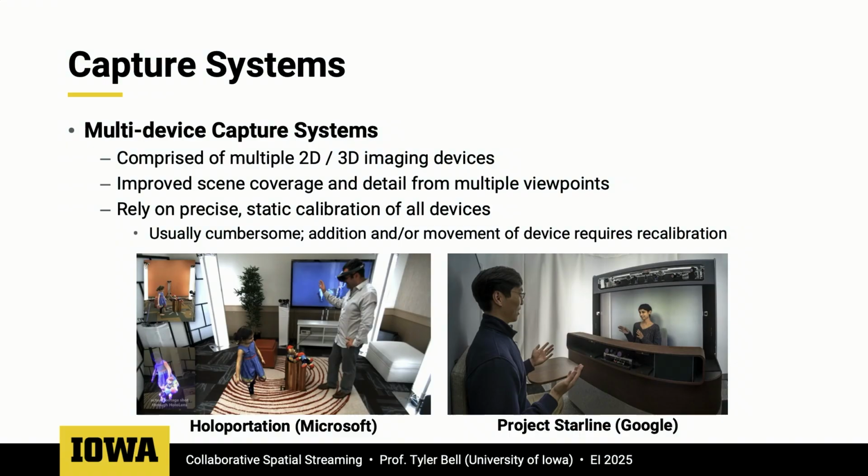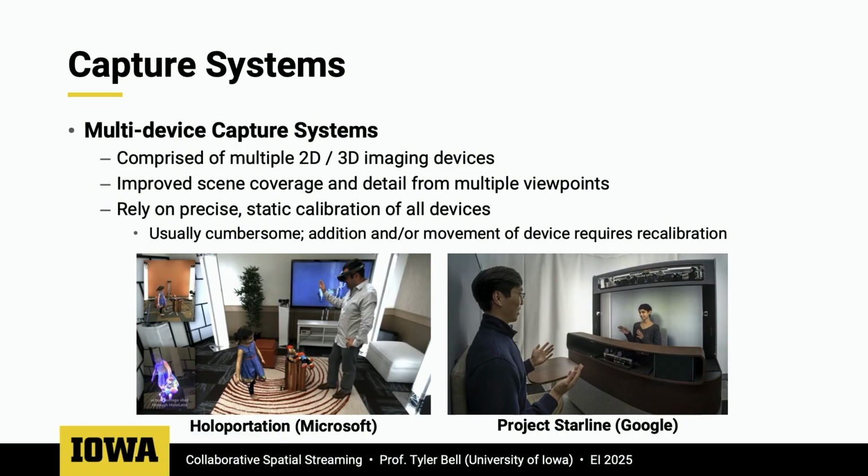These systems are nice. They improve the scene coverage and detail by composing multiple perspectives and viewpoints. However, they rely on precise static calibration. In other words, all the cameras in these systems need to be calibrated together into a unified system, which, if you've done it, is a cumbersome process. And if you add a device or an imaging system, or remove a device or move a device, you potentially have to recalibrate the entire system. You've changed the structure of it and the relationship between the cameras, and you need to put Humpty Dumpty back together again, which is not fun. But it's possible, obviously. We can achieve some very high fidelity systems.